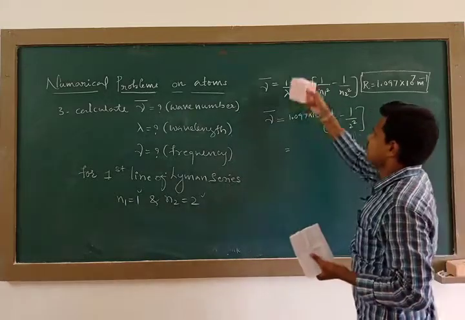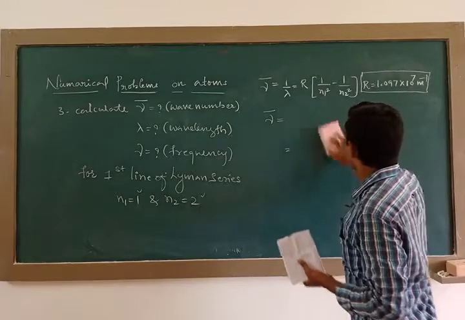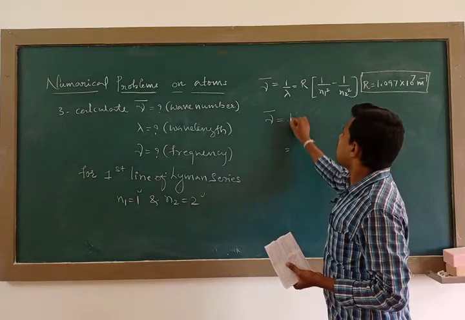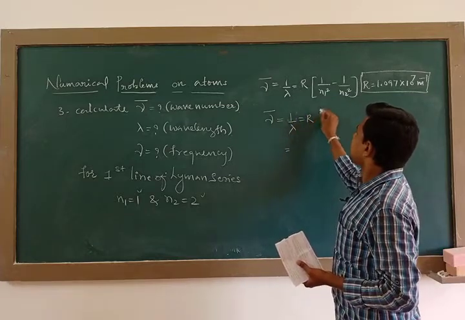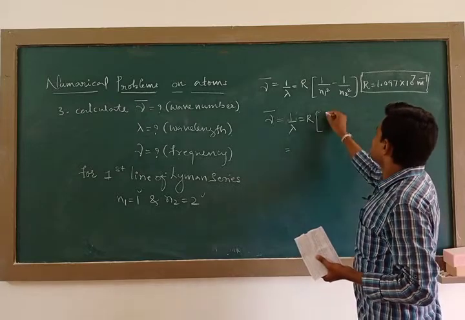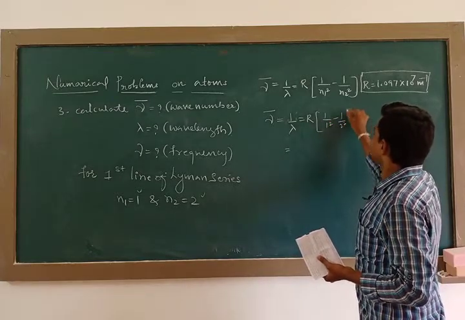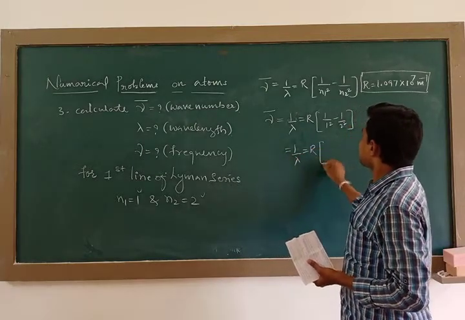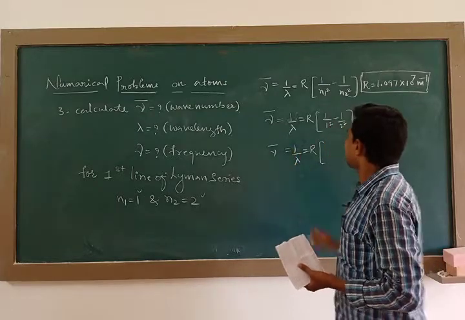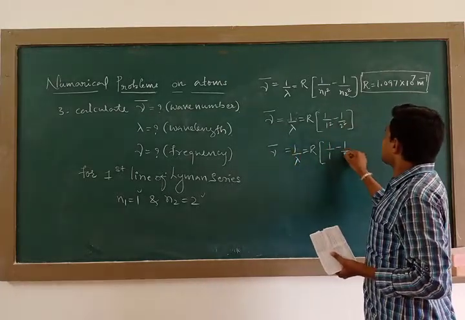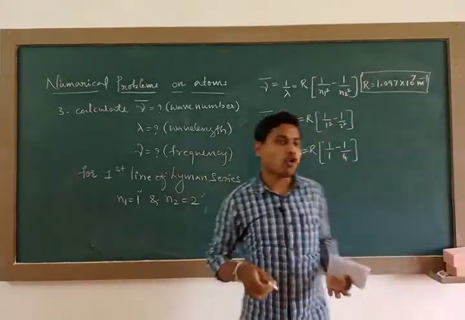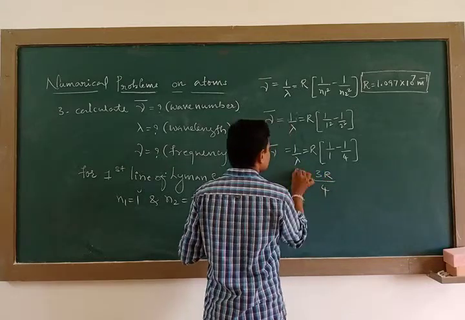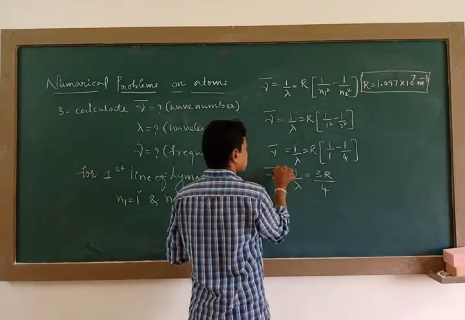You can substitute the r value at the beginning, or else first you simplify the equation. So r into 1 by 1 square minus 1 by 2 square, that is 1 by lambda, which is equal to r into nu bar, 1 by 1 minus 1 by 4, 3 by 4. Therefore 3r by 4 is 1 by lambda, which is nu bar.